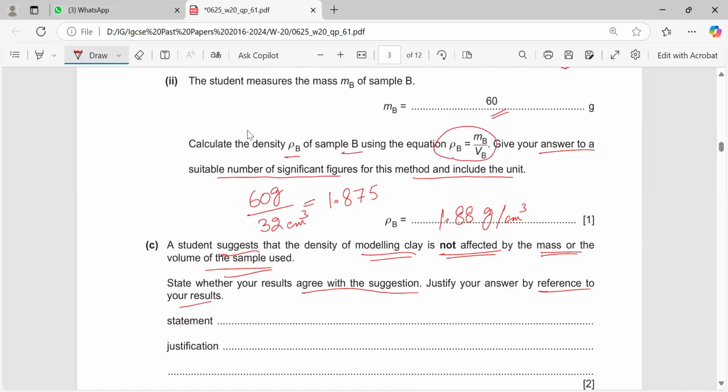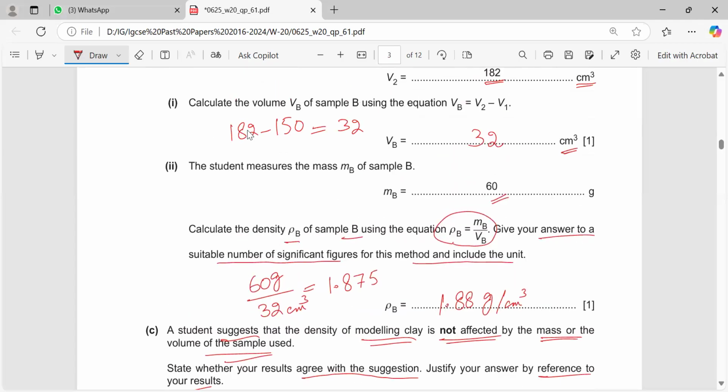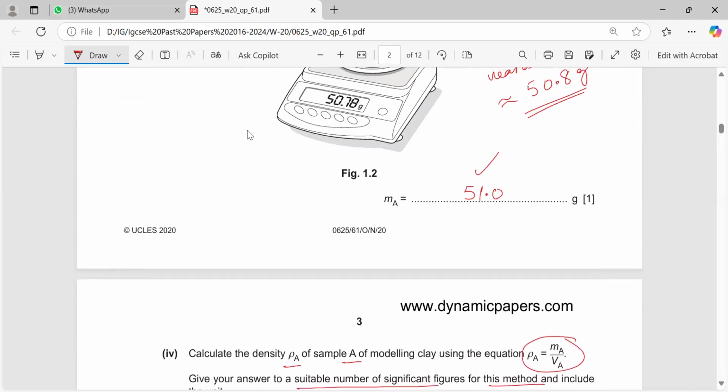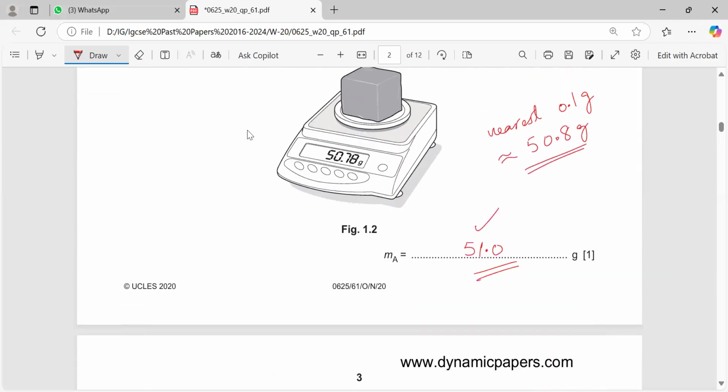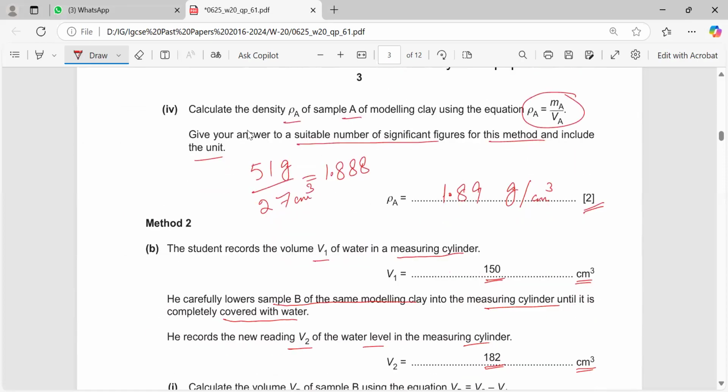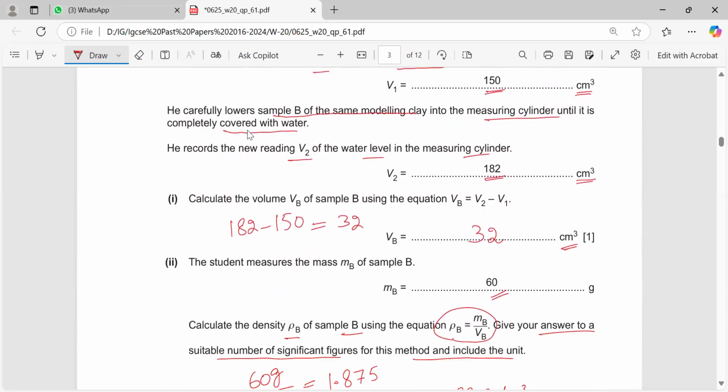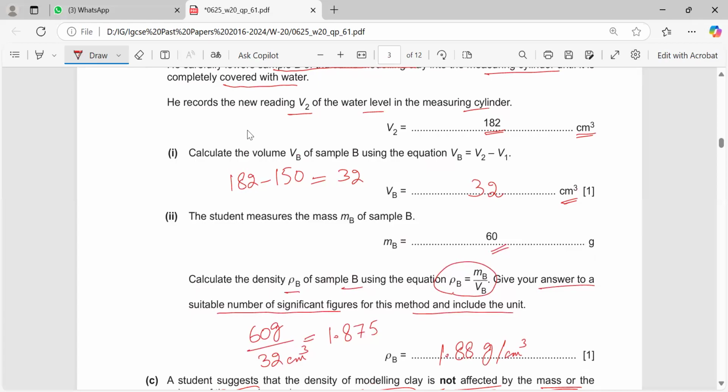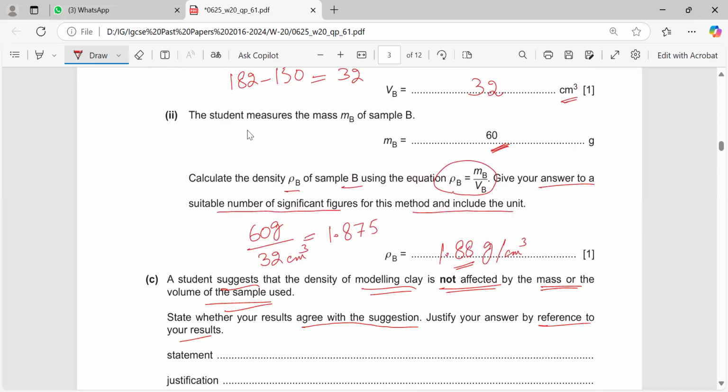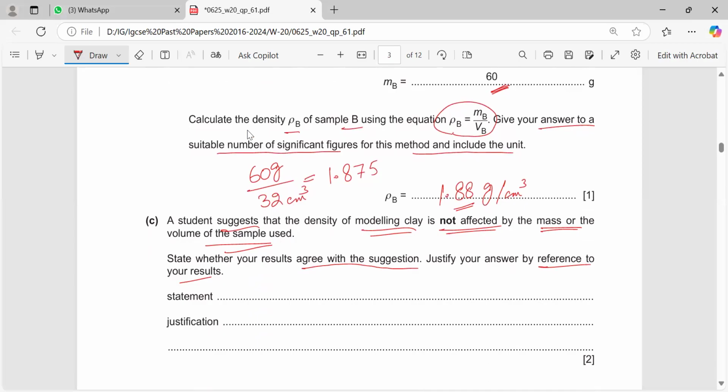Now we will see mass. Here, initially the mass was 51 grams, and the density is 1.89 grams per centimeter cube. And when the mass is almost 10 grams or 9 grams more, again the density is 1.88. Not a big difference. There is a difference of 0.01 grams per centimeter cube. So statement: yes.